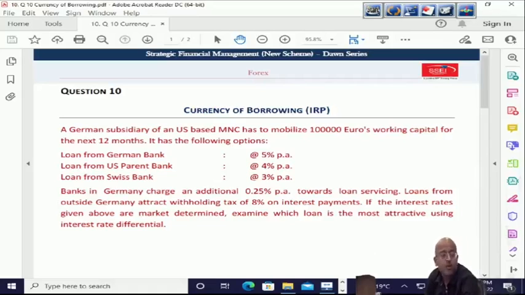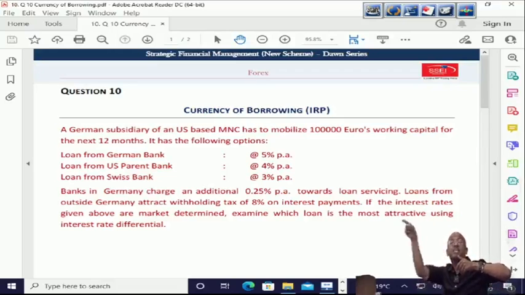5.25. Loans from outside Germany attract withholding tax of 8% on interest payment. This means if we are taking a loan, say from Switzerland, then the Swiss lender is going to earn interest. Now, the German government is going to charge 8% tax on that interest from the Swiss lender. We are taking a loan, so we will pay interest. The Swiss lender is going to earn interest. The German government is going to charge 8% tax on that.